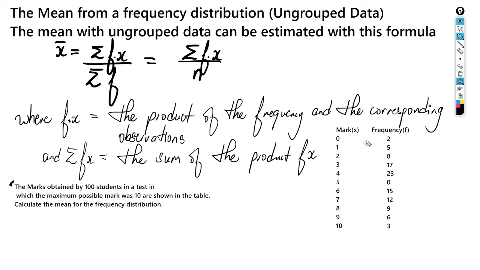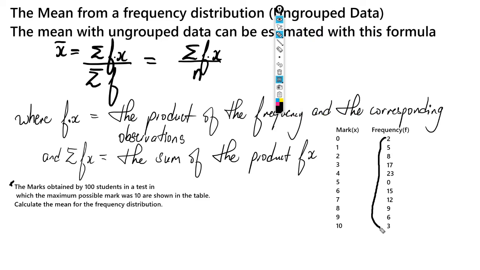And the table says 2 people got 0 out of 10, 5 people got 1 out of 10, 8 people got 2 out of 10, and so on. Now it says calculate the mean for the frequency distribution. So where people would get mixed up is they would just add everything here and then divide it by 10, right? But no, that's not what you want to do in this case.